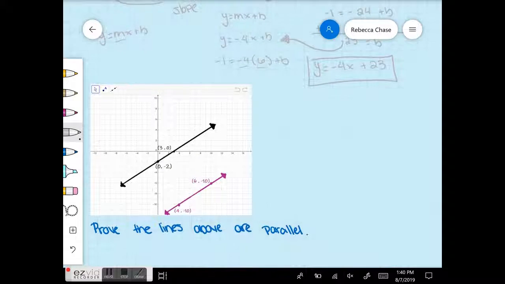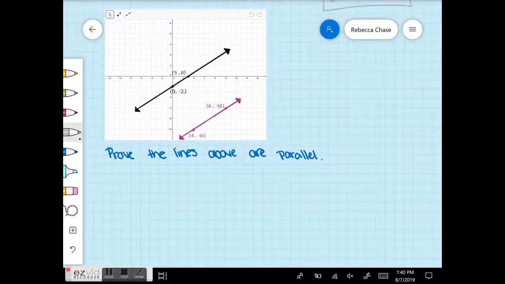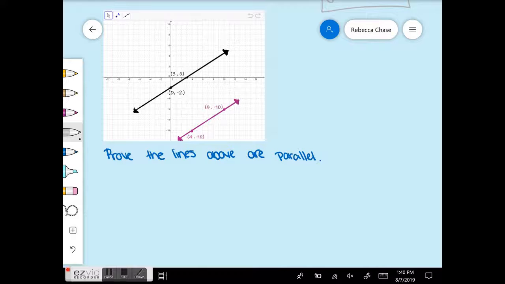Okay, so now I'm going to go down here and look at this second example. It says prove that the lines above are parallel. So if we think about this, in order for them to be parallel, and we don't know if they are or not, that means, based off of what we just learned, that the slopes have to be equal. So we're going to find the slope of the black line, then we're going to find the slope of the pink line, and if they end up being the same, they're parallel. If they're not, then we can say no, they're not parallel because of this.